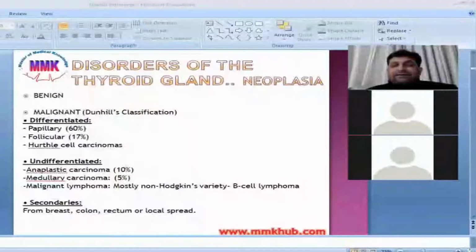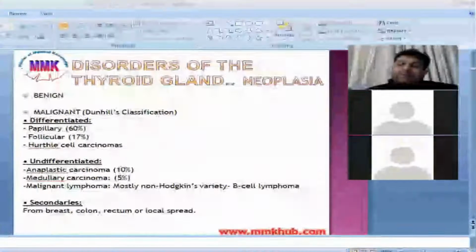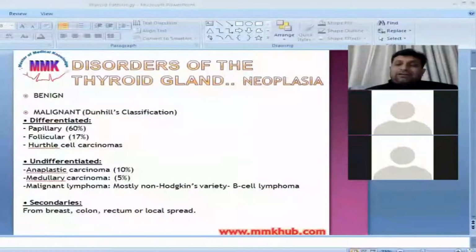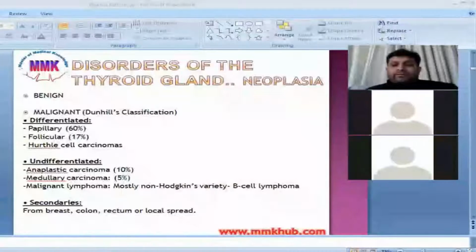The next category is secondary tumors. Secondary tumor means the primary or original tumor is from some other organ, for example a tumor of the breast, colon, or any lateral spread from the surrounding structures. The tumor deposits there, through metastasis, harbor within the thyroid and lodge there. Then we will call it a secondary thyroid tumor.